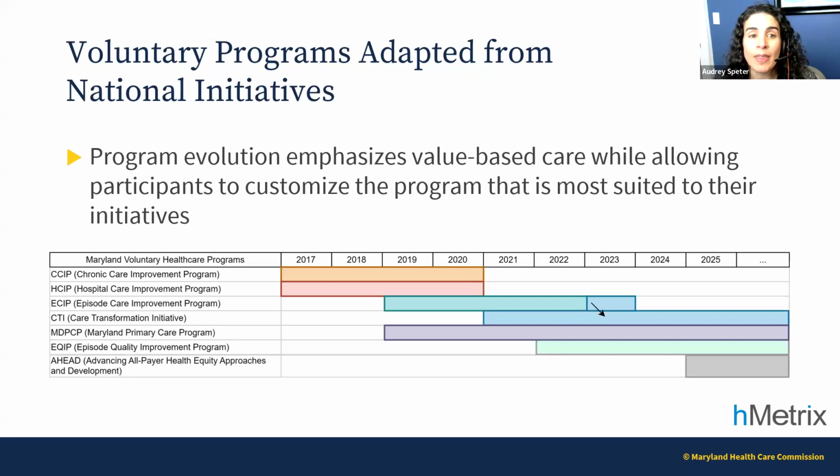So in the state of Maryland, there are several voluntary programs, and many of them have been adapted from national initiatives. There's been a real evolution of programs over time in the state, whereas at the beginning of the value-based population health initiatives, the programs are fairly prescriptive. So when we're looking at CCIP or the Chronic Care Improvement Program, or even the Hospital Care Improvement Program, HCIP, around 2017, if not earlier, those programs were fairly prescriptive in that people understood what they needed to do.